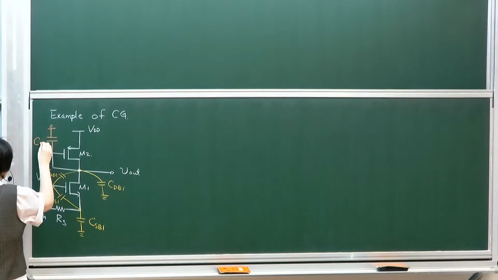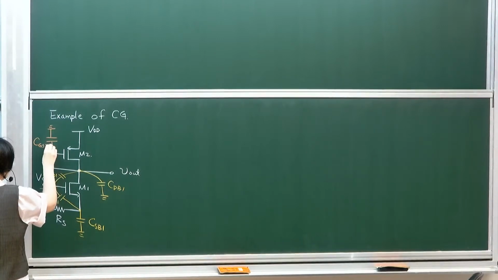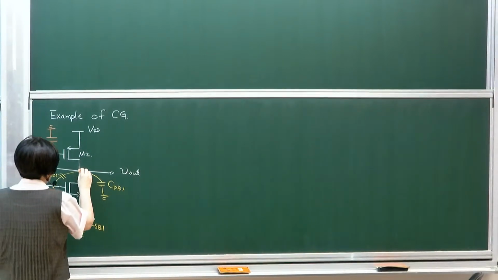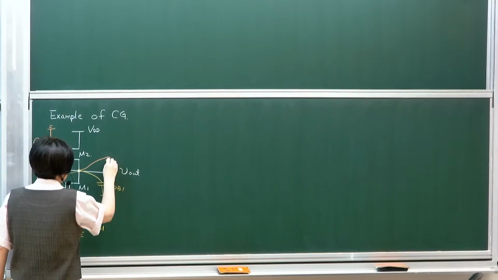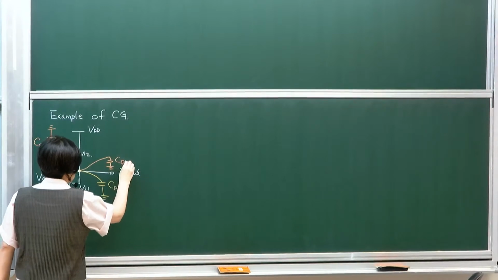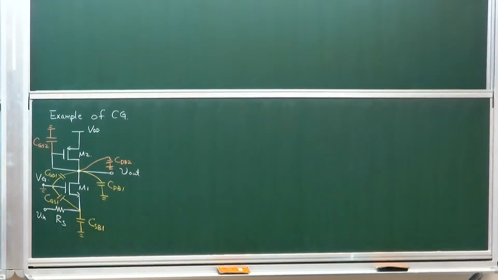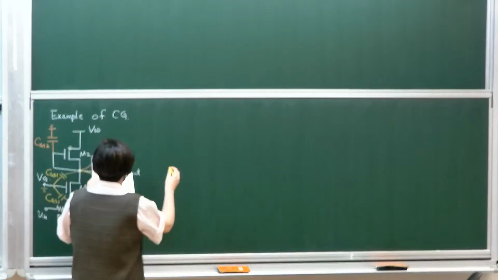This is CGS2. And then at the upper terminal, you also see CDB2. So these are the two capacitors, as we did in the exercise, contributed by the diode-connected PMOS. So what we need to do now is just to find out C1 and C2.